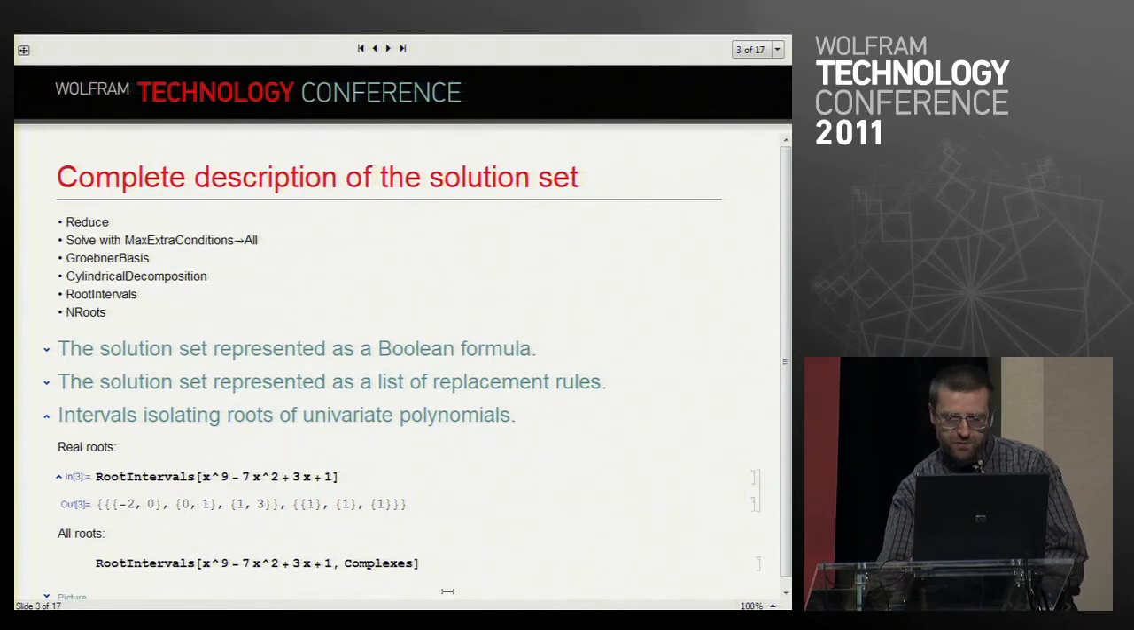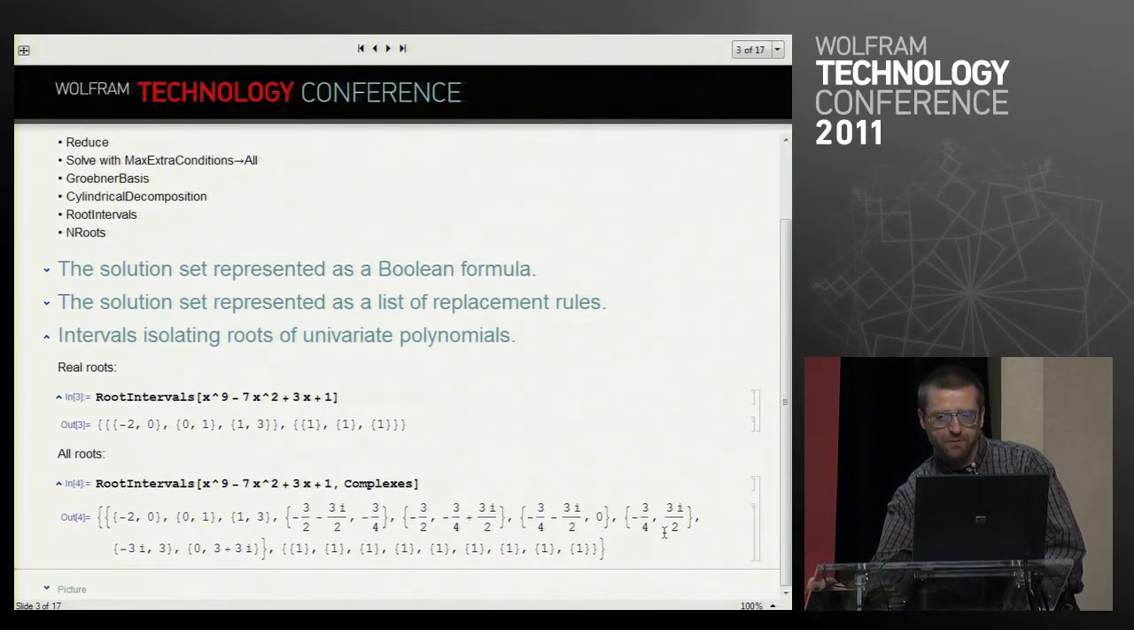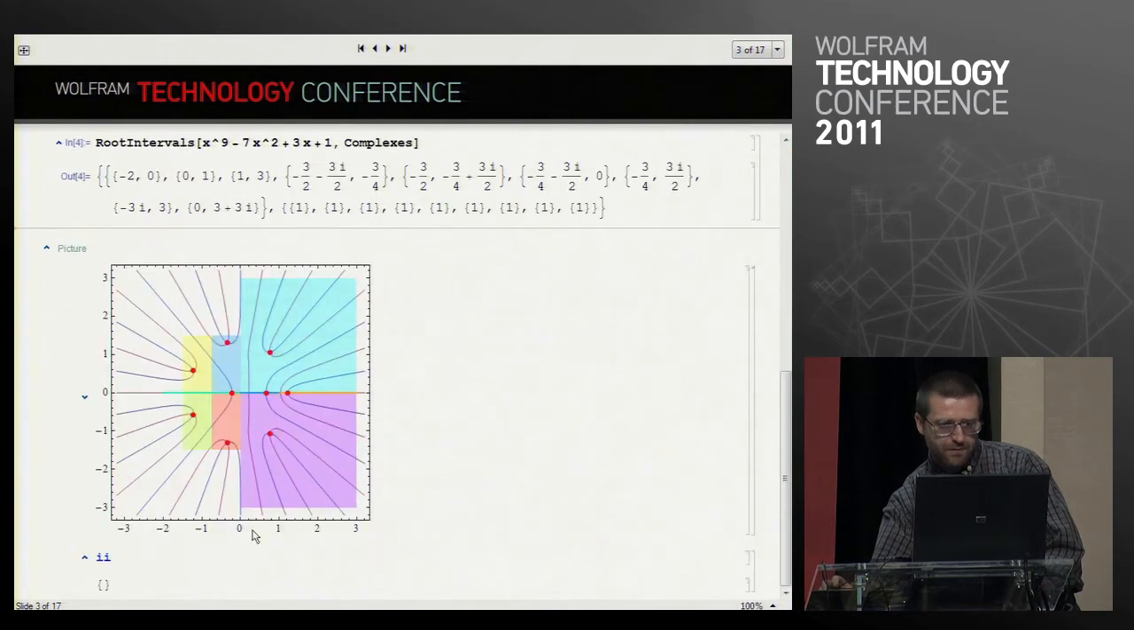And for complex roots, same polynomial, we get all the intervals isolating all the roots. And here's a picture. So these are all the complex roots, the red points, the three on the real line here. And we see the isolating rectangles for the complex roots and isolating intervals for the real roots.